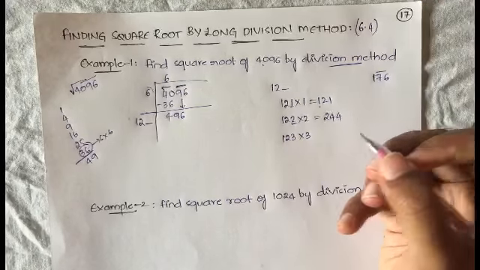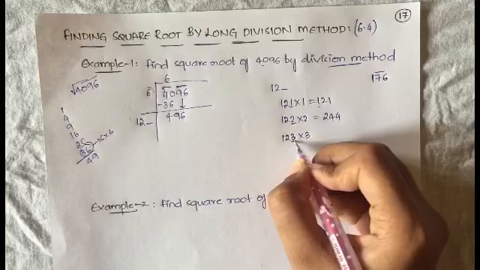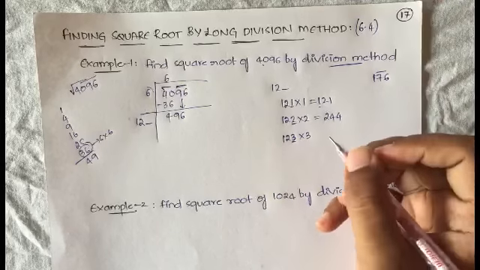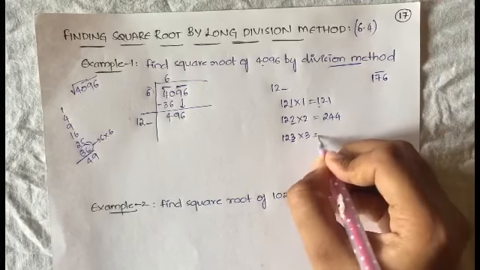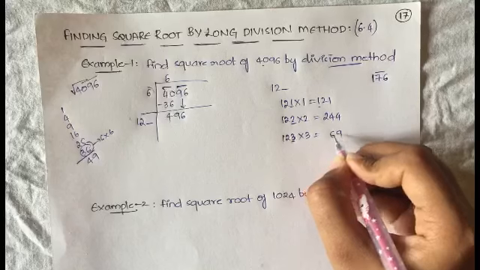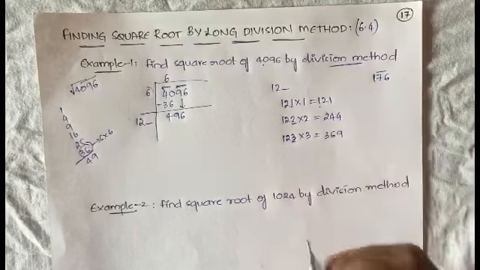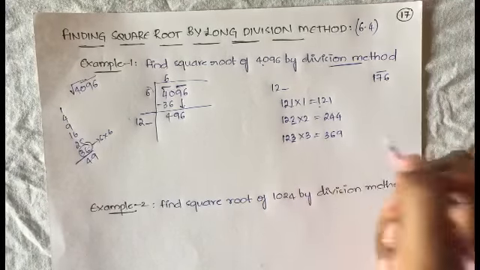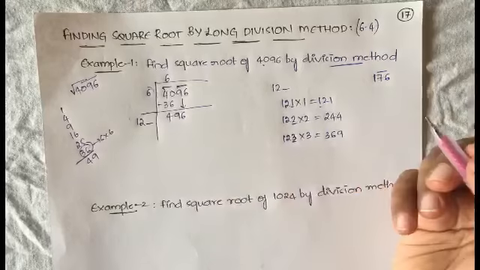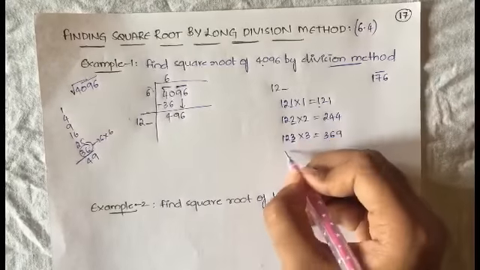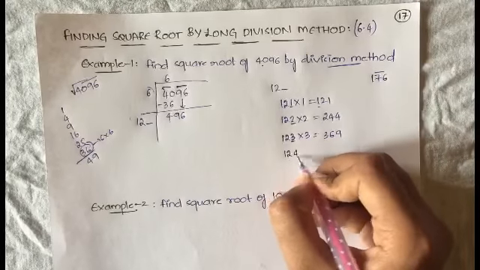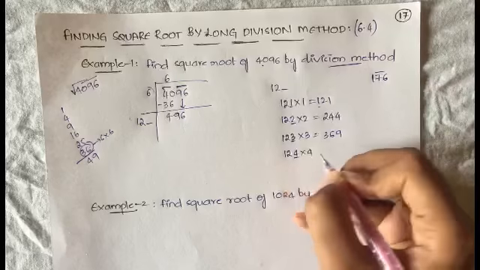Right? 120, you are putting 3 in the blank, so you have to multiply with 3. 123 into 3 will give you 369, right? So it is also not closer to 496. Of course it is closer, but let us try to find out 124 into 4.